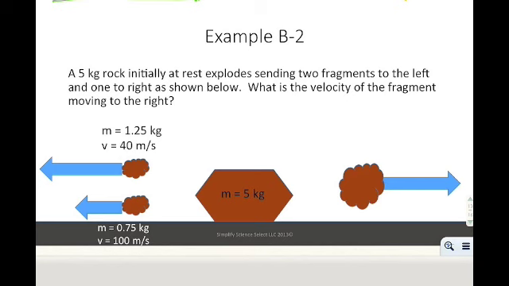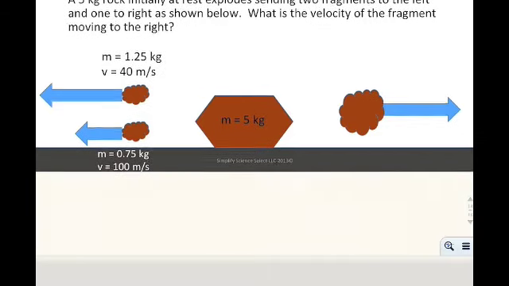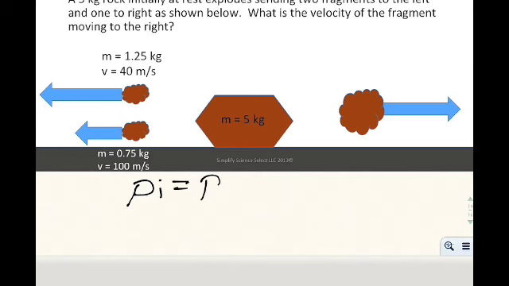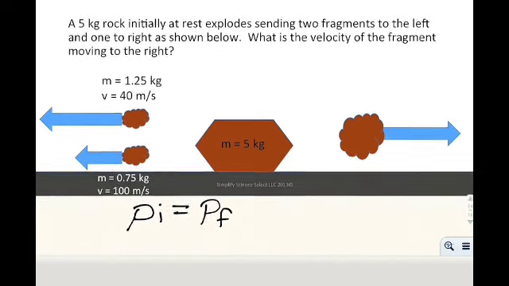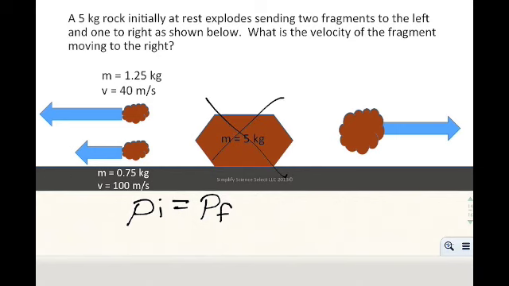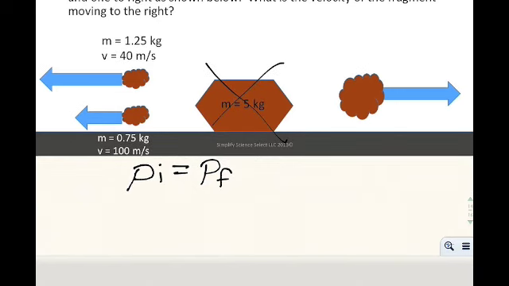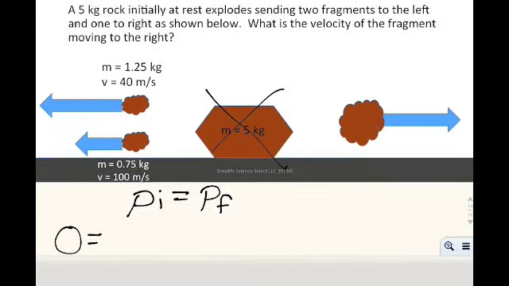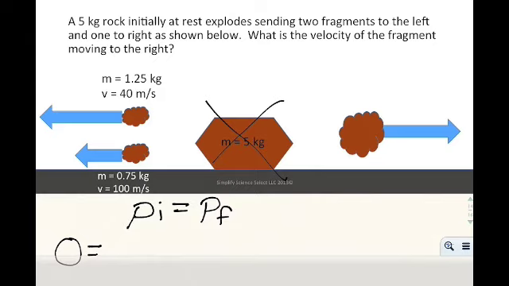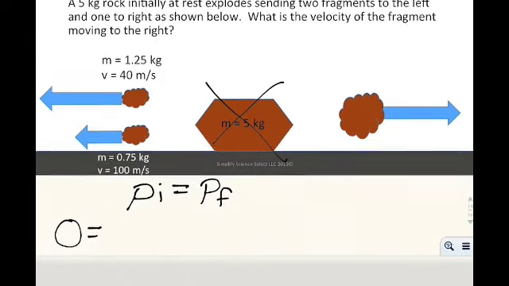Well, what we want to do is set up a conservation of momentum again. So I'm going to start off with the idea that I have momentum to begin with, and I have momentum that I end with. To begin with, I have momentum of 0, and that's because this thing right here is at rest. It's stationary. So no matter what, the momentum that I have is 0. So that means that when I add all the pieces and fragments together, the resulting momentum has to be 0 as well.